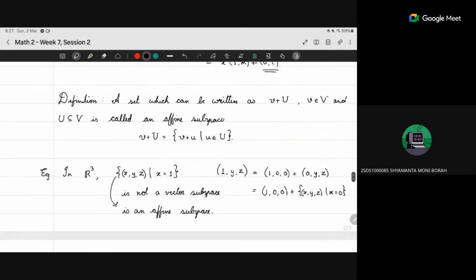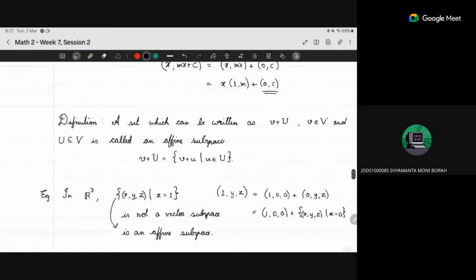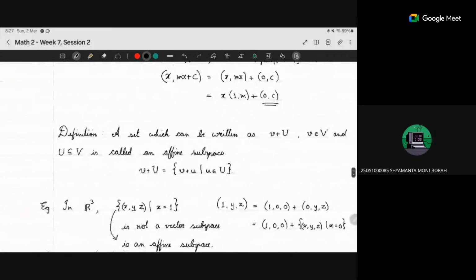So to summarize, the definition of an affine subspace is you take a fixed vector in the vector space. Note that this need not be in U. This is in V in general. Of course, if it is in U, then you will get the original subspace only. Well, not really, but okay.